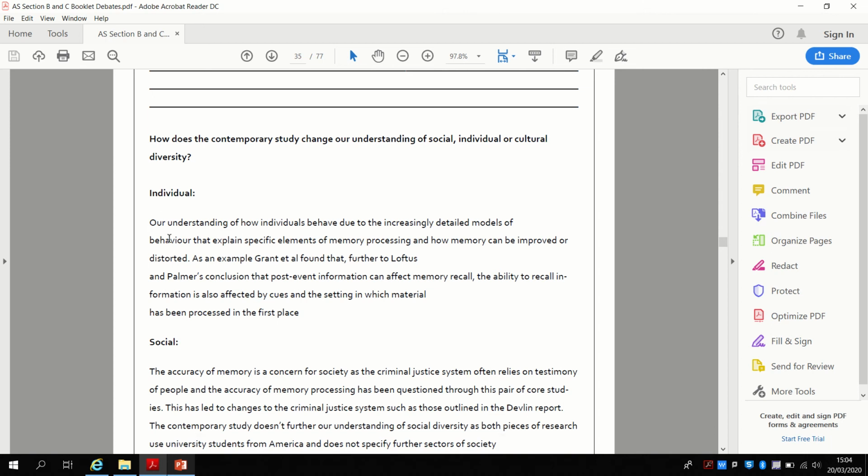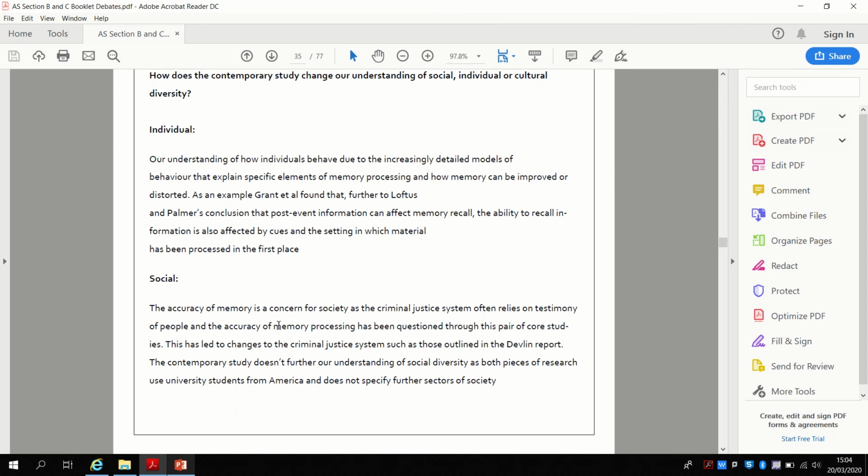So for individual, we've got our understanding of how individuals behave due to increasingly detailed models of behavior that explain specific elements of memory processing and how memory can be improved or distorted. For example, Grant found that memory can actually be affected by recalling in similar places, whereas Loftus and Palmer found that memory is affected by other people.